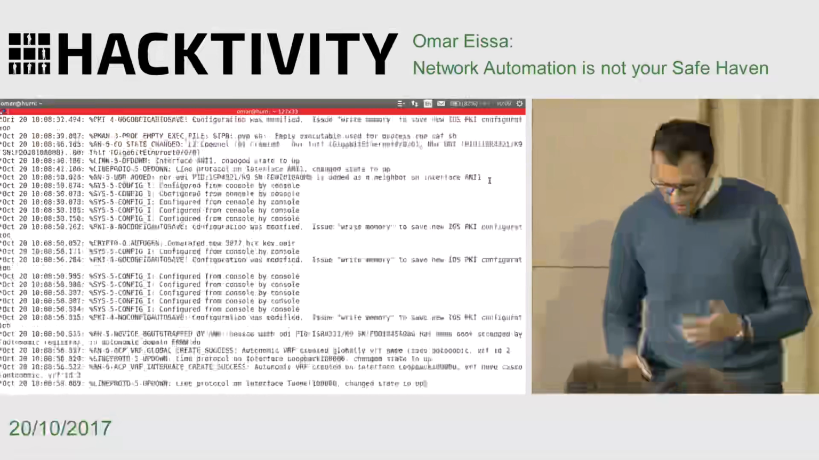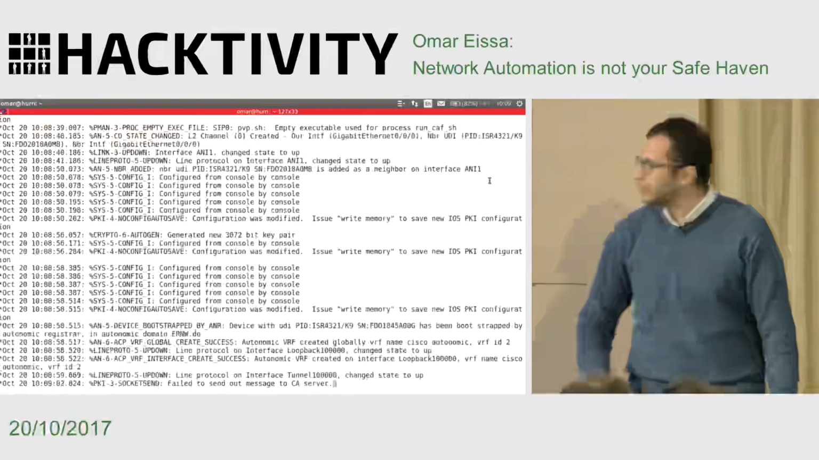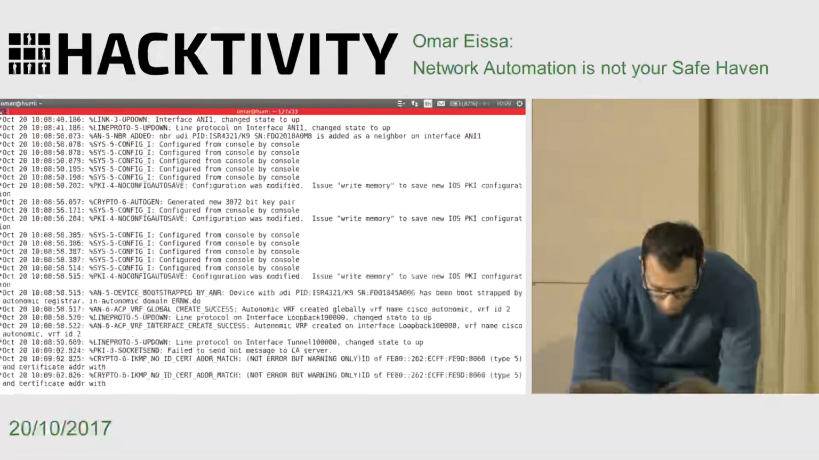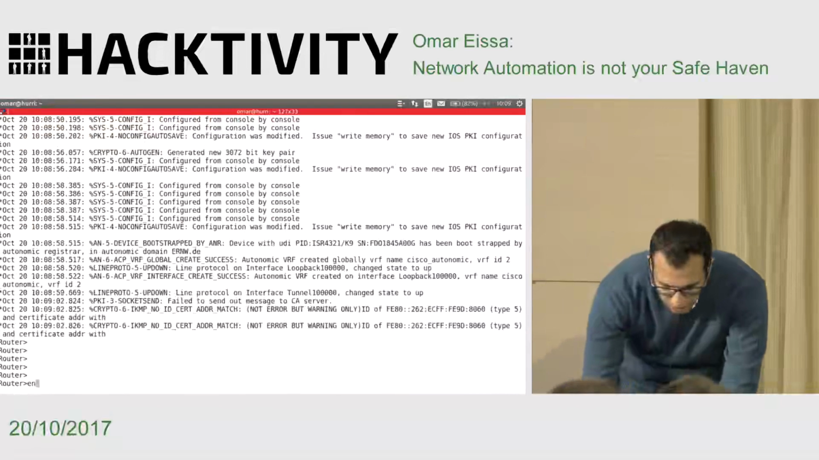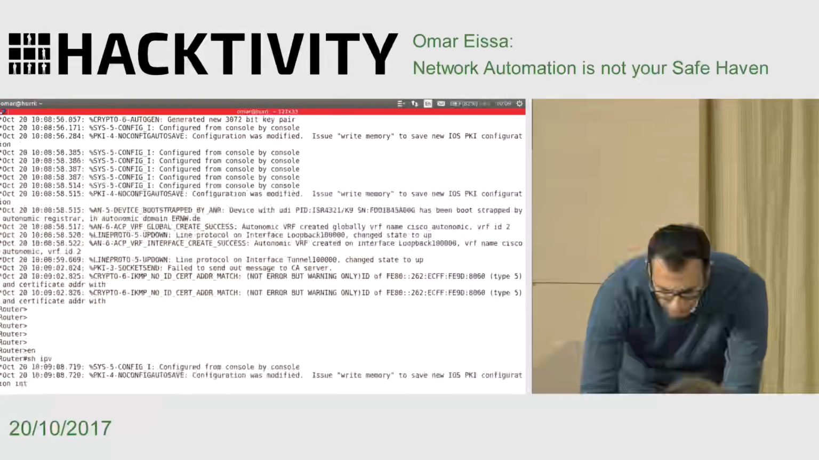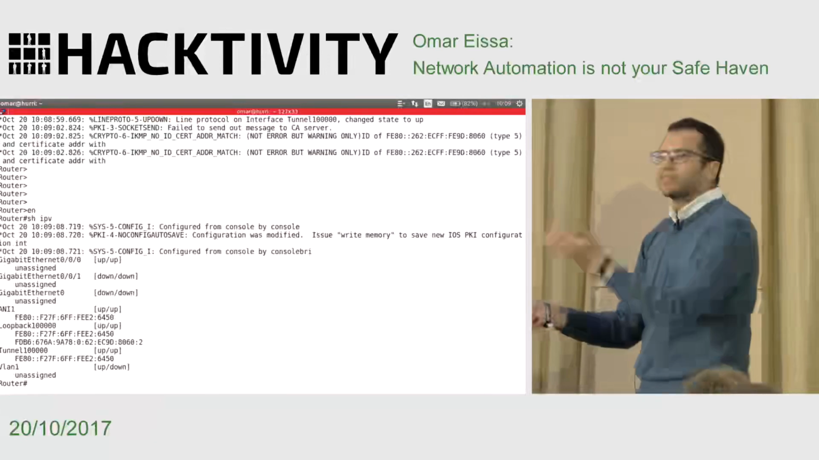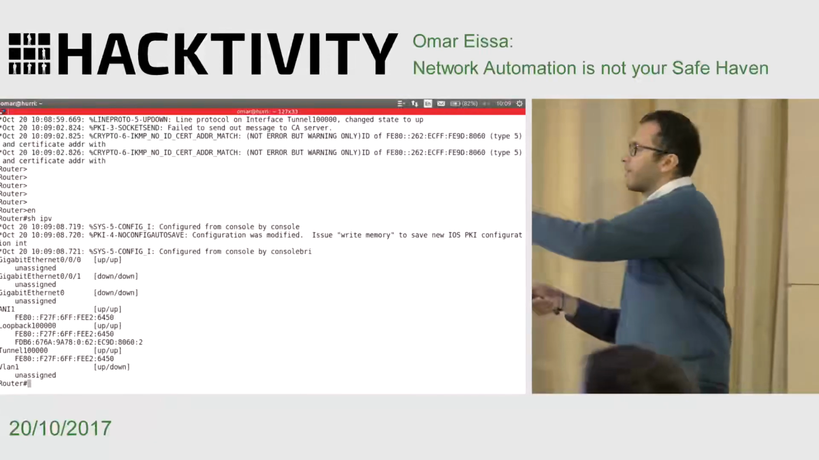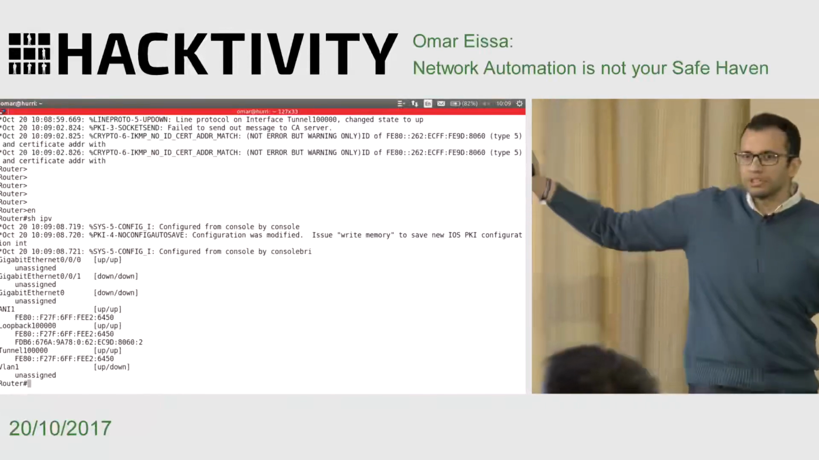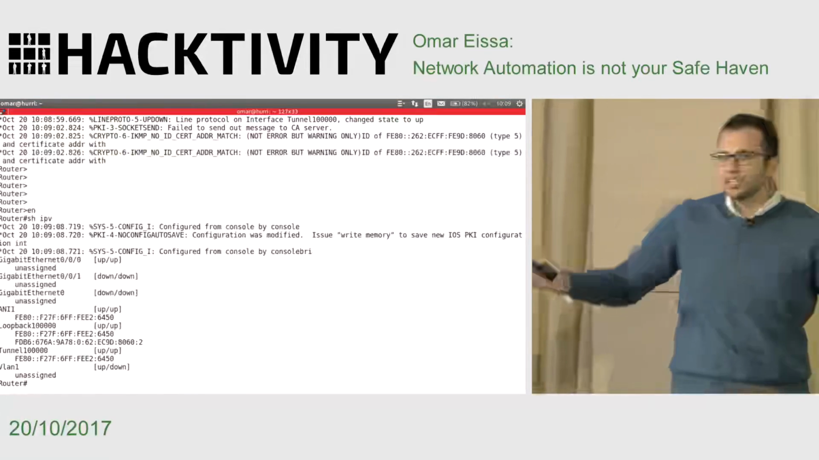So to have a simple idea, even I can see a ton of interfaces coming up here. I would like to see what are the interfaces, for example, that are configured here. I can see now, I got an IPv6 address. I have multiple interfaces that were created for me. Everything is up and running.